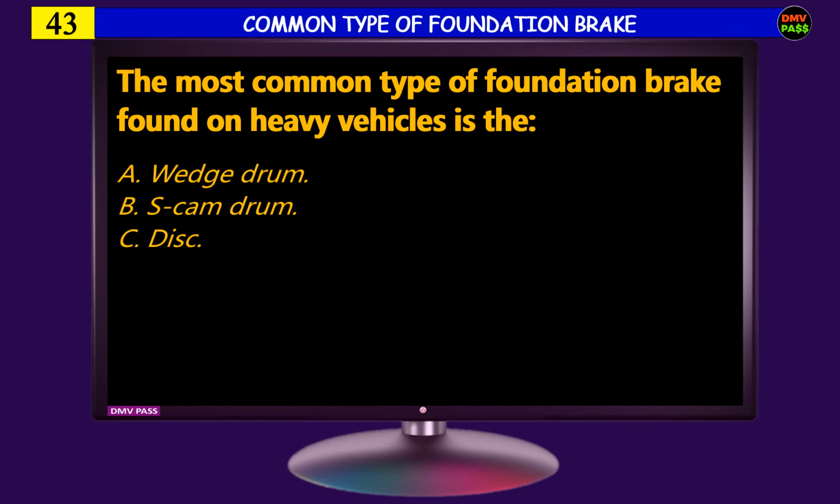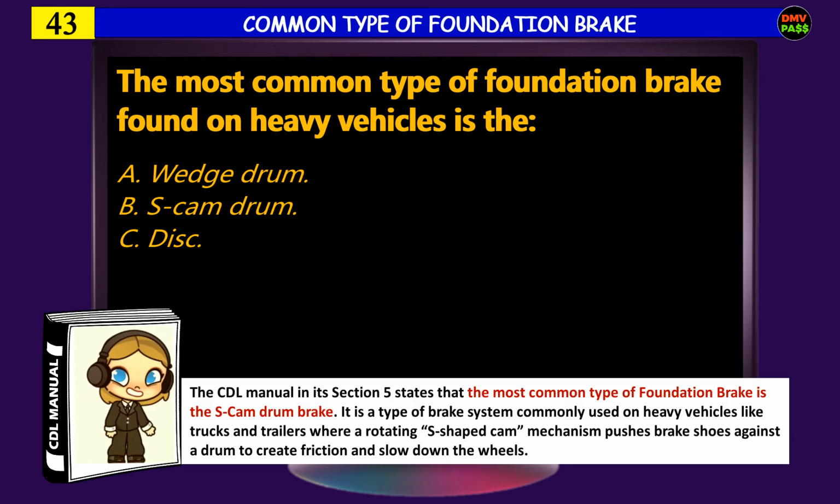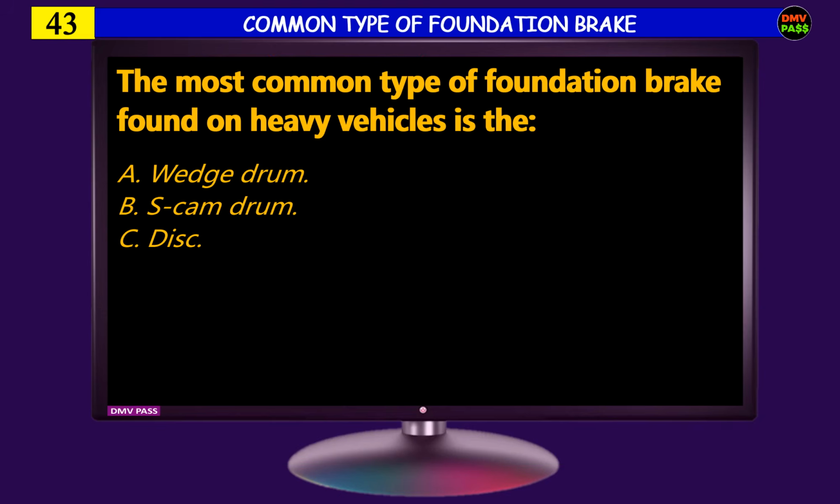Next question. 43. The most common type of foundation brake found on heavy vehicles is the A. Wedge drum, B. S-cam drum, C. Disc. Note: the CDL manual in its Section 5 states that the most common type of foundation brake is the S-cam drum brake. It is a type of brake system commonly used on heavy vehicles like trucks and trailers, where a rotating S-shaped cam mechanism pushes brake shoes against a drum to create friction and slow down the wheels. So, the correct answer is B.